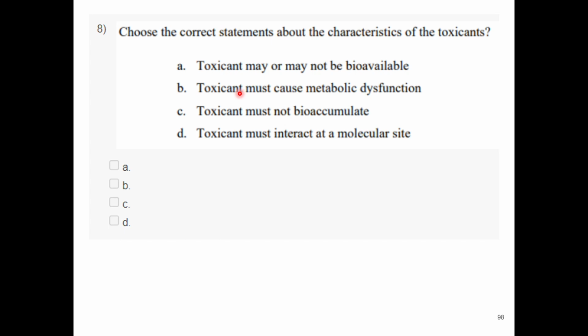Toxicant must cause metabolic dysfunction. So that is true. So B is correct. C, toxicant must not bioaccumulate. So that is wrong. It must bioaccumulate. So C is incorrect. And the last, D, toxicant must interact at the molecular site. So that is true. So basically B and D are the correct options.